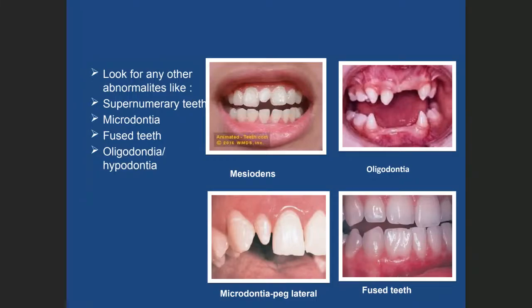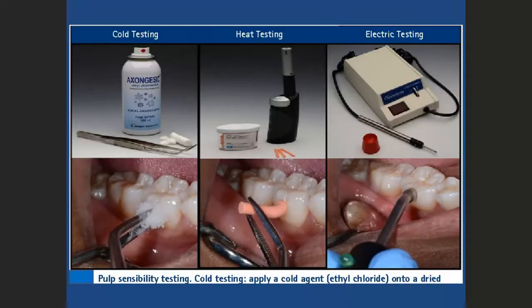Same thing, look for any kind of supernumerary tooth, any kind of microdontia, macrodontia, fusion of the teeth, gemination, all those abnormalities you have to look for. So these are the different types of pulp testing. It will be covered later in pulp and periapical diseases.